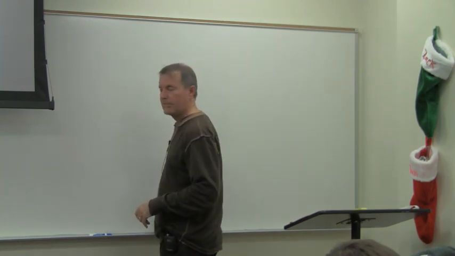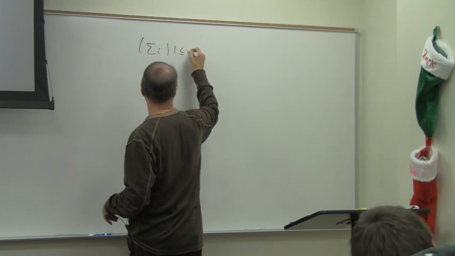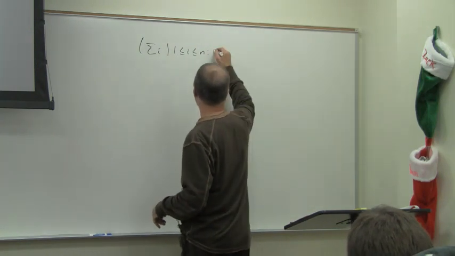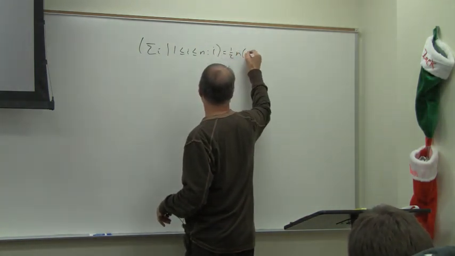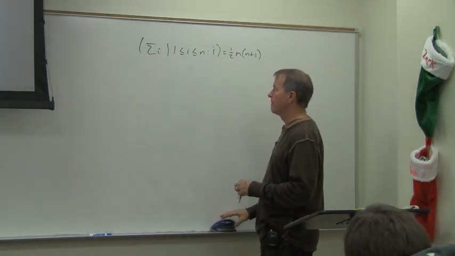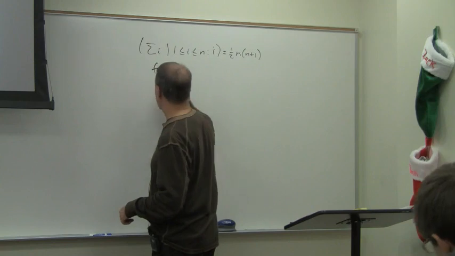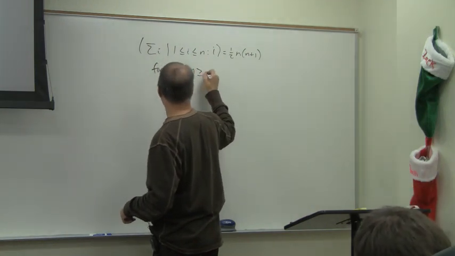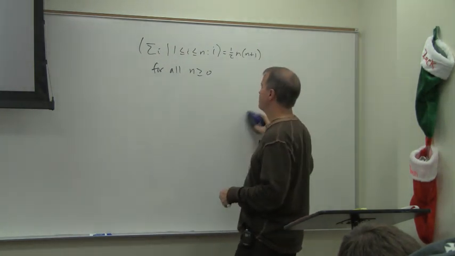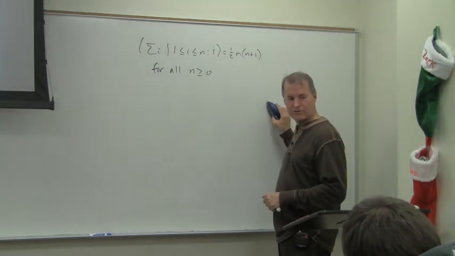It's the sum over i, with 1 less than or equal to i less than or equal to n, of i, which equals 1/2 n times n plus 1. So prove this for all n greater than or equal to 0. And because n is greater than or equal to 0, the base case is 0. We say that 1 less than or equal to i less than or equal to 0 is false, equals by math, false.